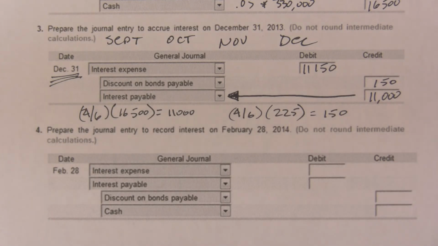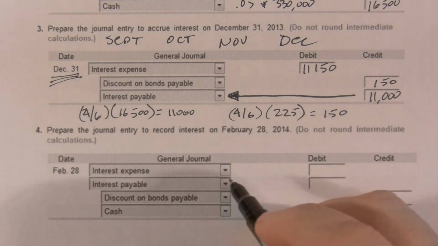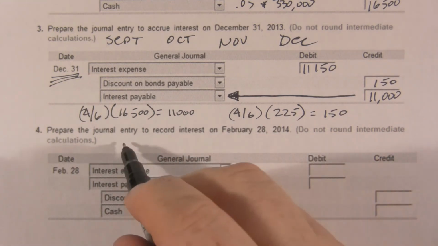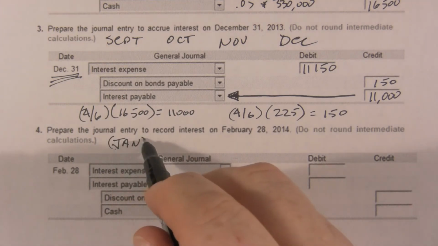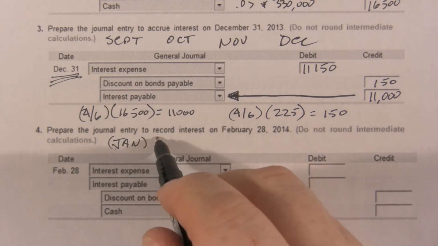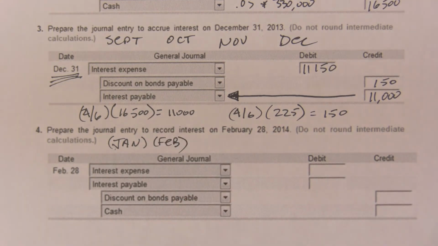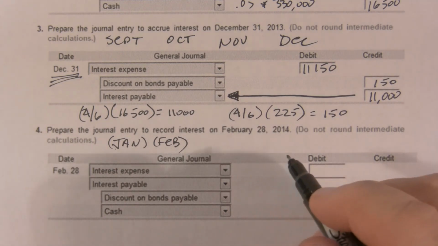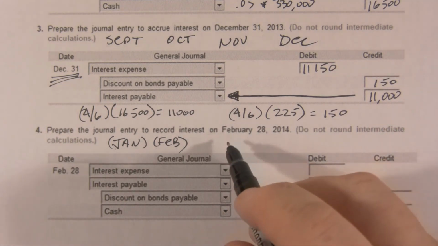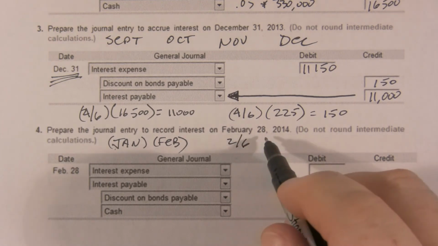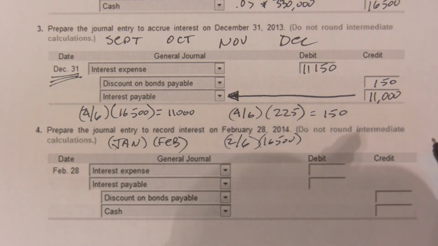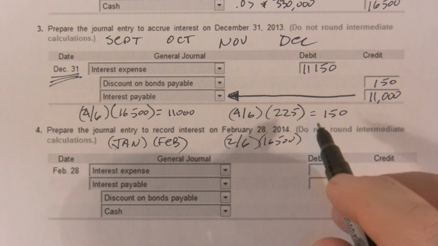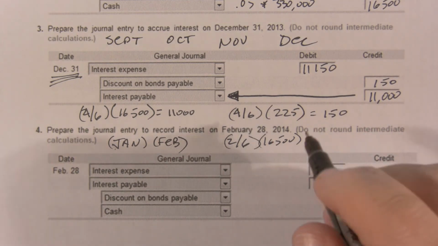Now we're into the next year, 2014. And now our interest expense is only for January, right, and February. So we only have 2 months of interest expense. So that's 2/6 times 16.5. And that works out to, I don't know, 5,575.